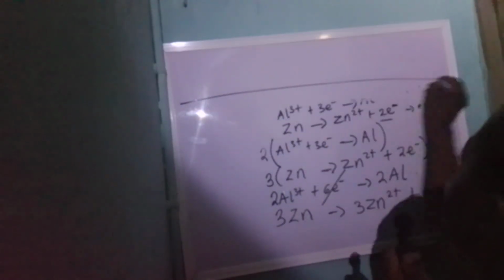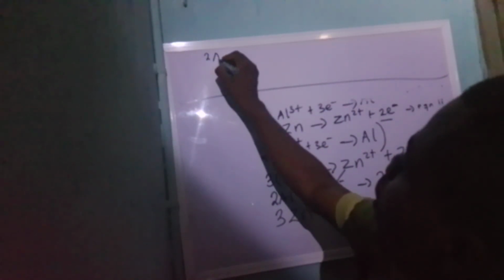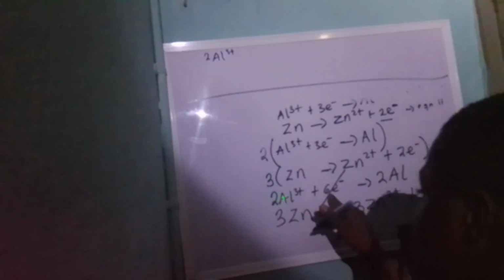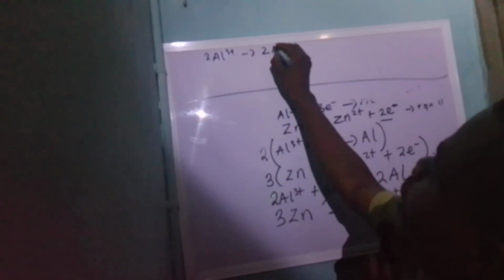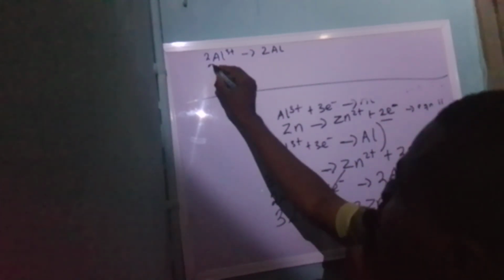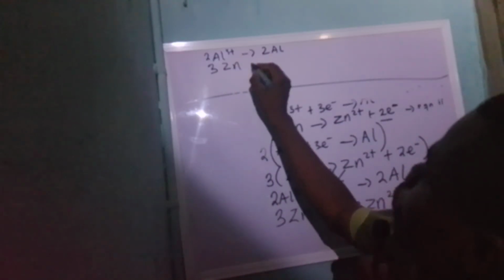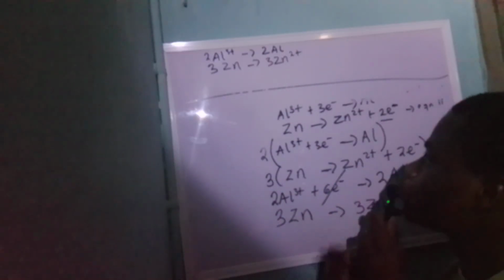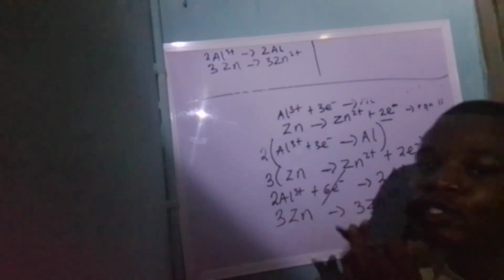I have 2Al3+, and having cancelled the electrons, it gives me 2Al. Another one, I have 3Zn to give me 3Zn2+. Now, do you know what I'm going to do? We are going to add product to product, reactant to reactant. This is my reactant: 2Al3+ plus 3Zn to give me what?